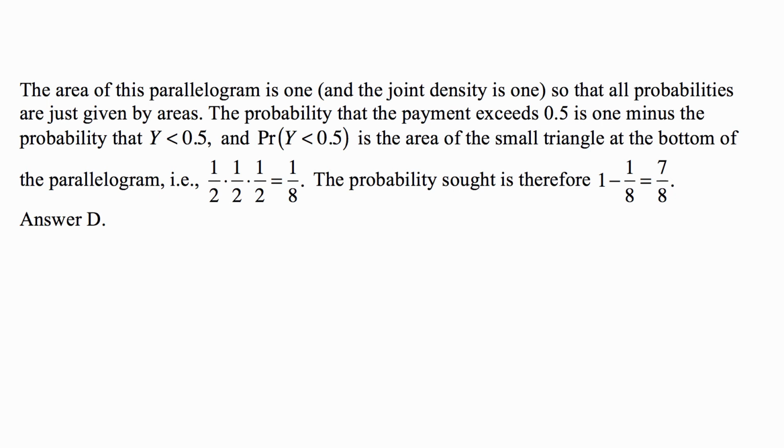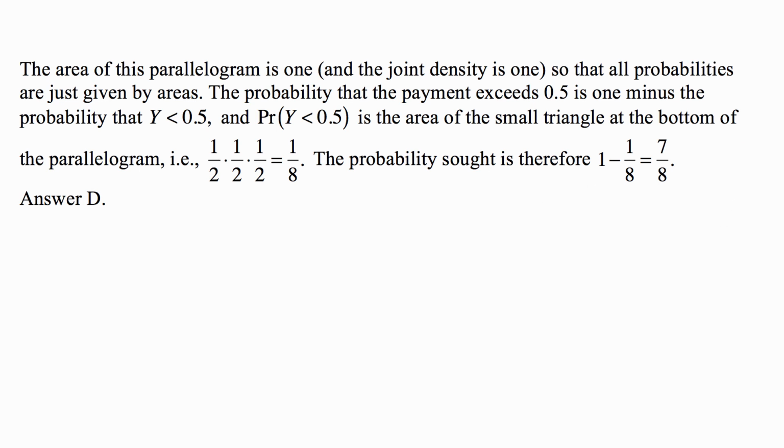The probability that payment exceeds 0.5 is 1 minus the probability that y is less than 0.5, and the probability that y is less than 0.5 is the area of the small triangle at the bottom of the parallelogram, which is 1/2 times 1/2 times 1/2, because it's a right triangle with two perpendicular sides both equal to 1/2. So it's 1/8, and the probability sought is 1 minus that, which is 7/8, because the probability we're looking for is a probability that y is more than 0.5. And that's answer D.